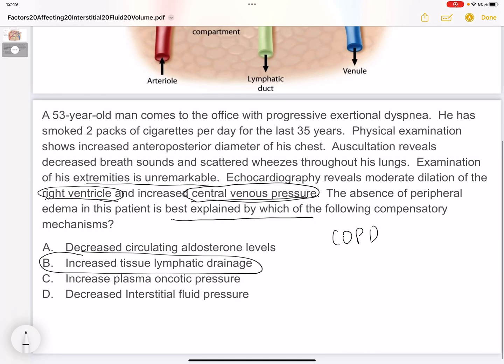It's not going to be due to a decrease in aldosterone levels, and the reason for this is because with heart failure, we're going to have an increase in aldosterone levels. It's not going to be due to an increase in plasma oncotic pressure, because COPD does not have anything to do with an increase in oncotic pressure, and it's not going to be due to a decrease in interstitial fluid pressure, because that would actually cause edema.